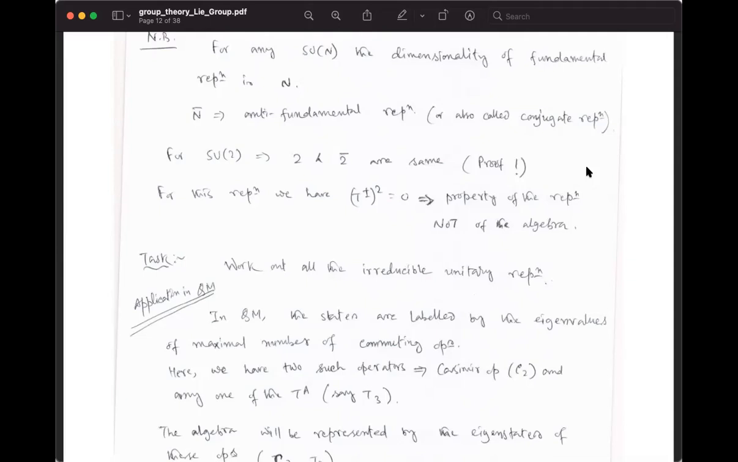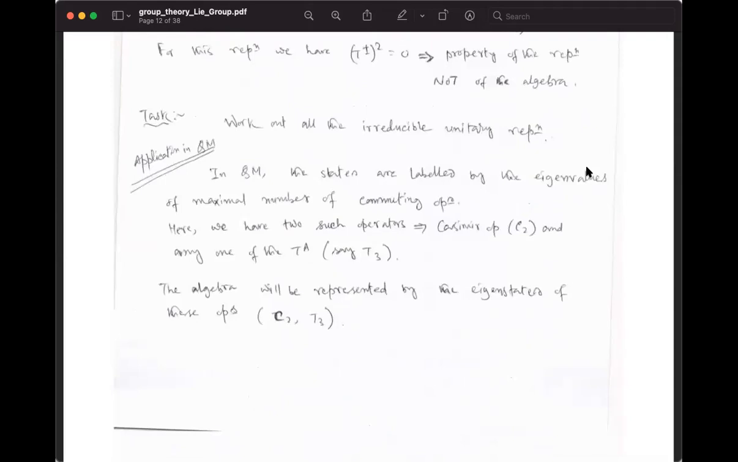And for this representation, we have T± squared equal to 0, a property of the representation, but not from the algebra. That you have to make clear. Now, the question is, if you have to work out all the irreducible unitary representations, how do you do that? In quantum mechanics, the states are labeled by the eigenvalues of a maximal number of commuting operators, and that's what we sometimes call the good quantum numbers.